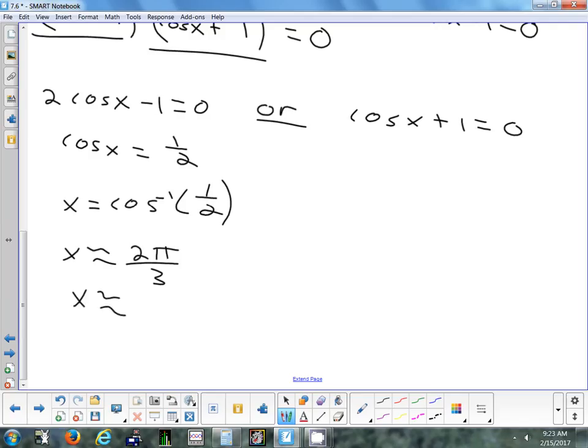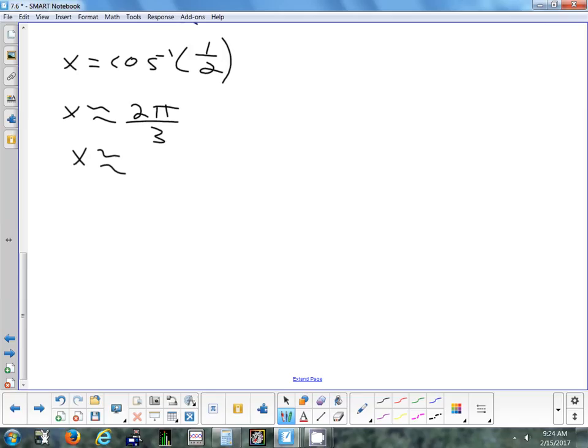Okay, so 2 pi over 3. And I'm going to think of it in my head as 60 because that's easier to do in my head. When I have 60 as my reference angle, and you guys said the other answer is in quadrant 4, what's the formula that you use in quadrant 4 to get the other answer? Subtract that from 360. So what's 360 minus 60? 300.